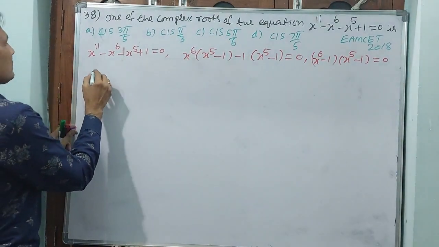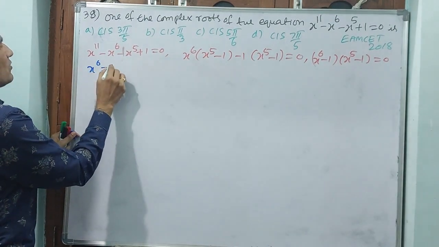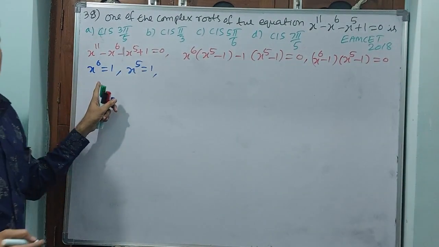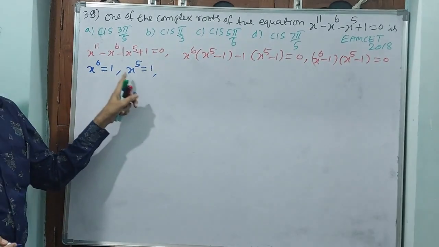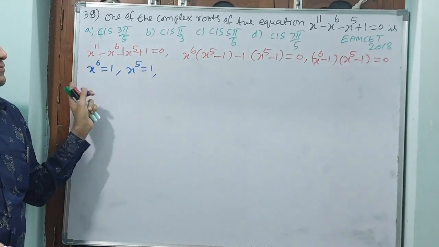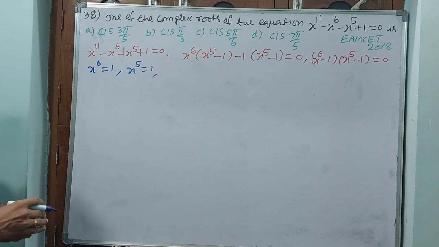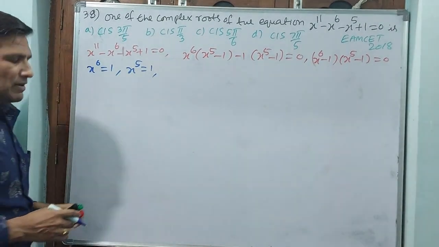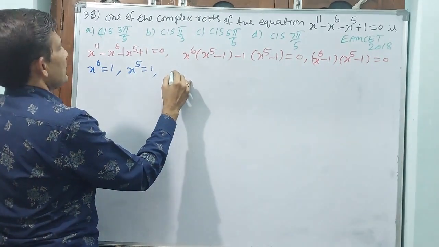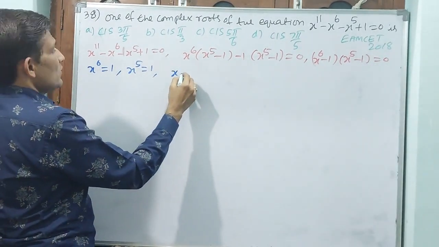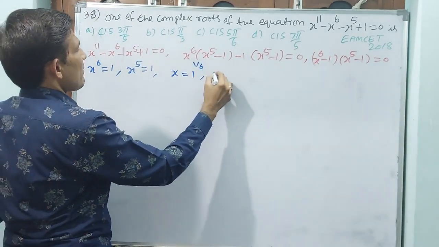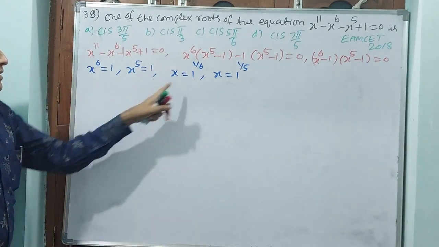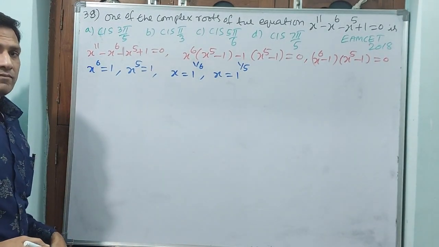Or else, x to the power of 6 is equal to 1 or x to the power of 5 is equal to 1. That means 6 roots and 5 roots will come. See, how to take this one? See what I am doing. X is equal to 1 to the power of 1 by 6, x is equal to 1 to the power of 1 by 5. This one how we are going to take? See what I am writing.